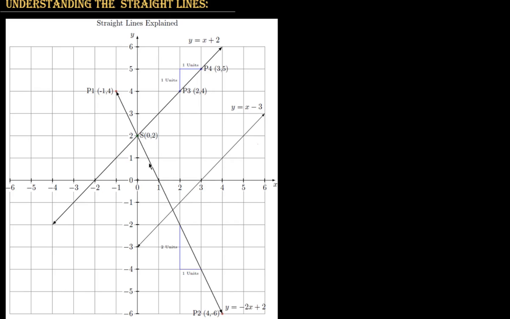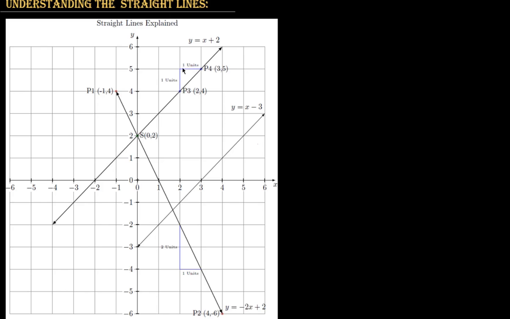If two lines are parallel, how can we judge this from looking at the equation of those lines? Is there any clue in the equation of the line that tells whether these two lines are parallel or not? So this is what we are going to learn here. So what is the slope of this line? P3, P4. So this has a slope of 1.